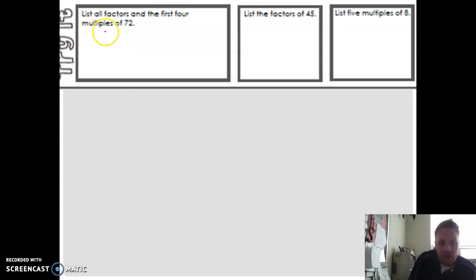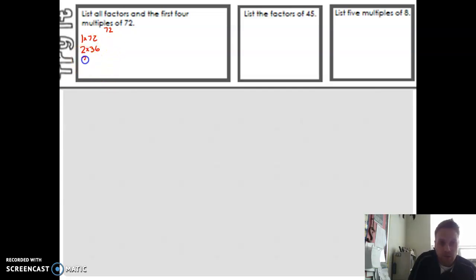A lot of times I think the easiest way to list factors is to think about all the numbers that I could possibly multiply to get 72. So let's see. Well, I could do 1 times 72. That would be 72. It's even, so I must be able to take 2. Let's see, 2 times what? 2 times 36 is 72.